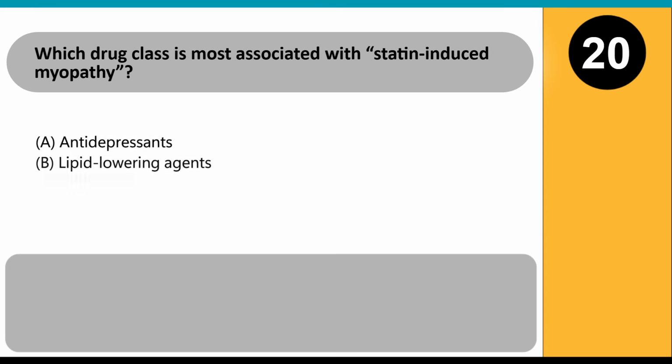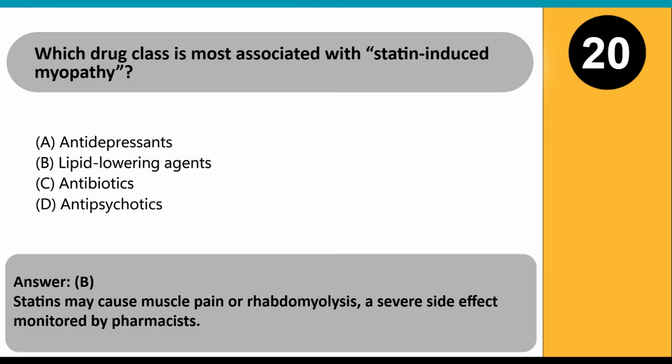Which drug class is most associated with statin-induced myopathy? A. Antidepressants. B. Lipid-lowering agents. C. Antibiotics. D. Antipsychotics. Answer B. Statins may cause muscle pain or rhabdomyolysis, a severe side effect monitored by pharmacists.